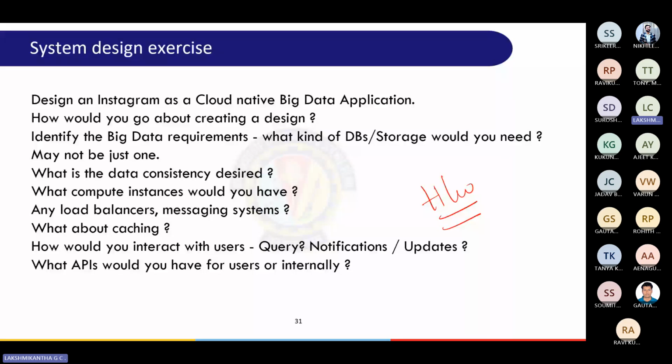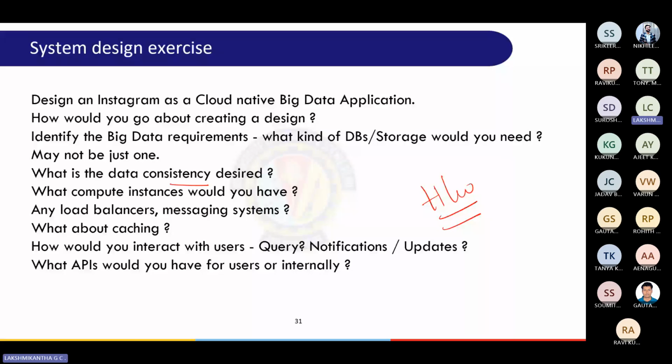And third thing is you have to decide on consistency. What is the desired data consistency? See, when a user posts an image, does everyone need to see it instantly? Or can it be seen eventually? See, eventual consistency is often okay for social media feeds to prioritize availability, right? So you have to think on that.